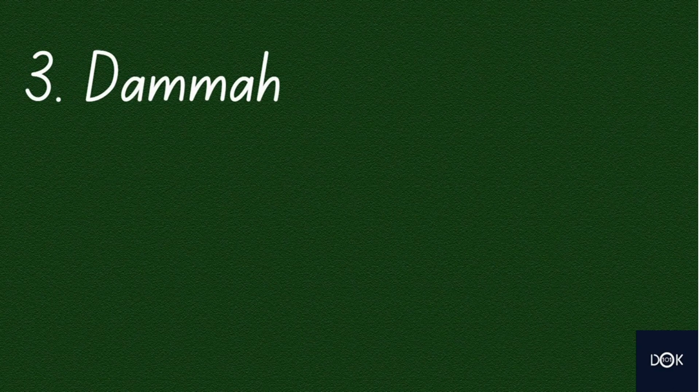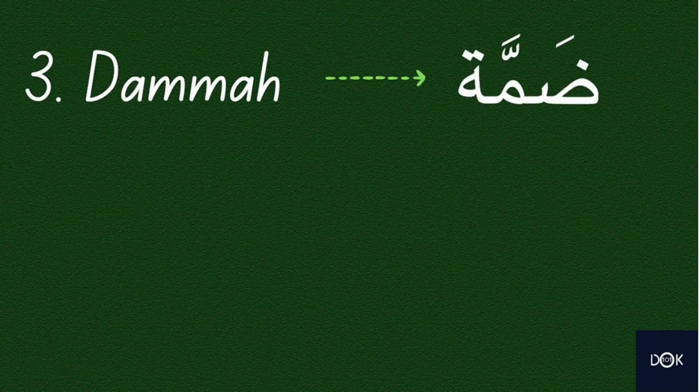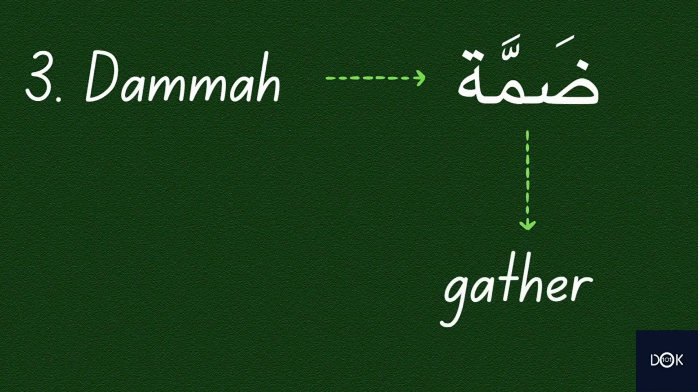The last haraka for today is called Ḍammah. And Ḍammah in Arabic means to gather something. Now, why is it called gather? Because whenever we want to pronounce the letter that has a Ḍammah over it, we are going to gather our lips for it. And Ḍammah is also placed over a letter just like Fatḥa, but Ḍammah does not look like Fatḥa or Kasra. Remember, Fatḥa and Kasra look the same. The only difference was the placement and the sound.